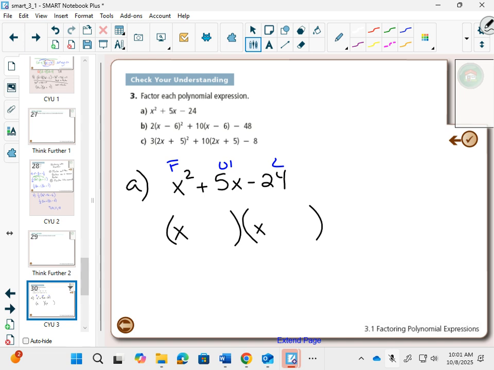If you want your outside and your inside to be 5, what things multiply to 24 that add or subtract to get 5? 8 and 3. If you want the plus 5, does it make sense that you need a plus 8x and a minus 3x? Do a double check. Do I still get the minus 24? I do. So this is perfect for question 1.